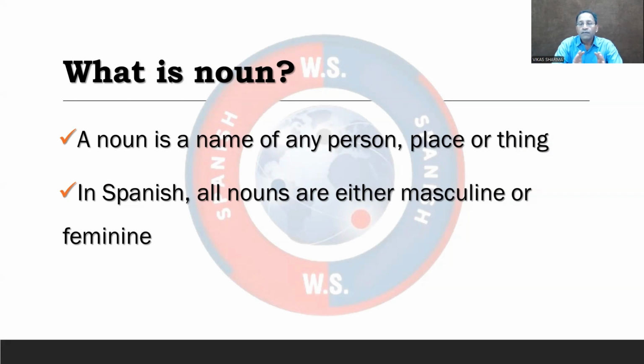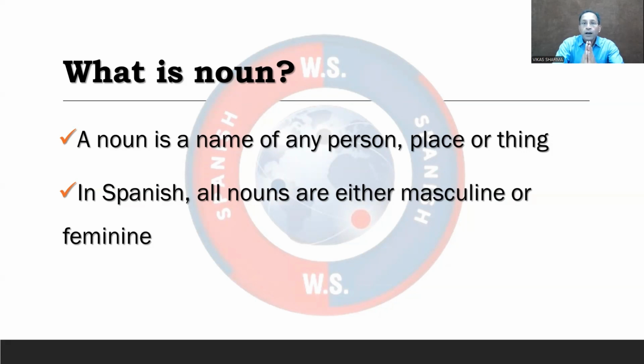Now, everybody knows what a noun is in English, but I want you to know it very well. Since you are learning a new language, you need to know the basics of the grammar part of it. So what is a noun? A noun is the name of any person, place, or thing. We have learned it from the beginning, and everybody knows it.